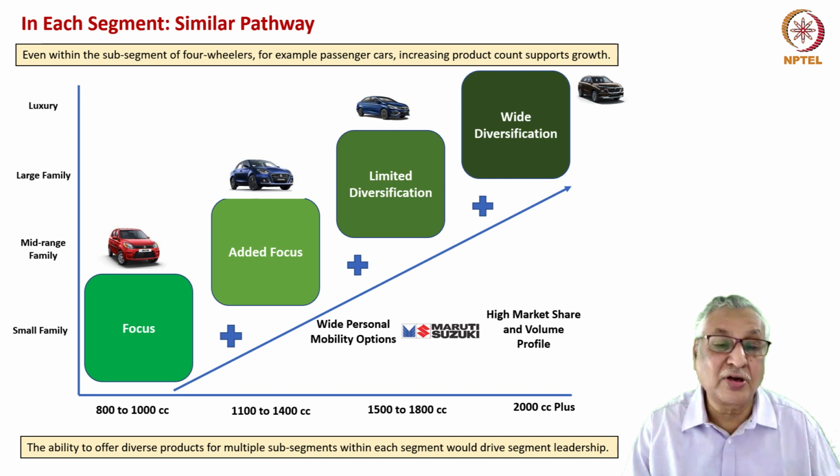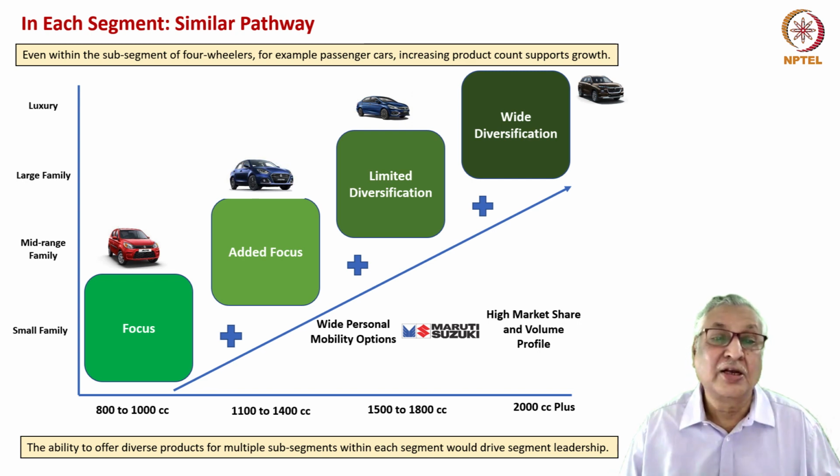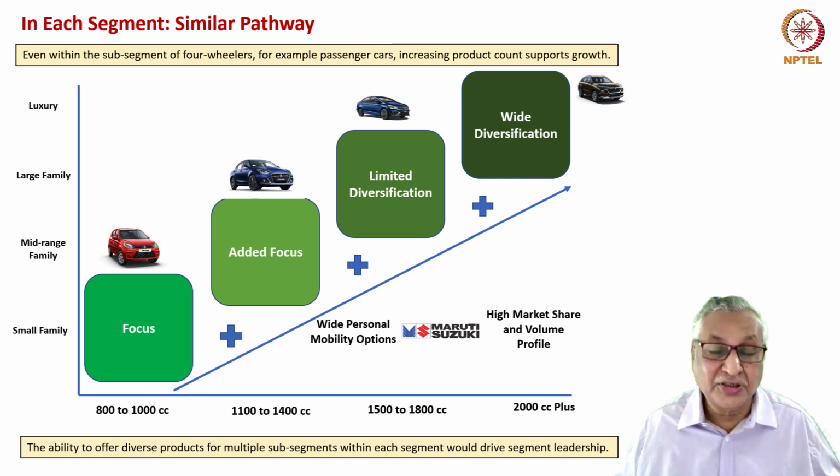So you are moving from focus to added focus to limited diversification and to wide diversification as you build your value chain. Maruti Suzuki offered wide personal mobility options over a period of time, and it has achieved high market share and retained its growth in the volume profile on a continuous basis despite as many as 20 companies with international bearings entering the Indian automobile industry. So, the ability to offer diverse products for multiple segments within each segment as well would drive segment leadership. You have a total industry leadership, then you also have segment leadership.